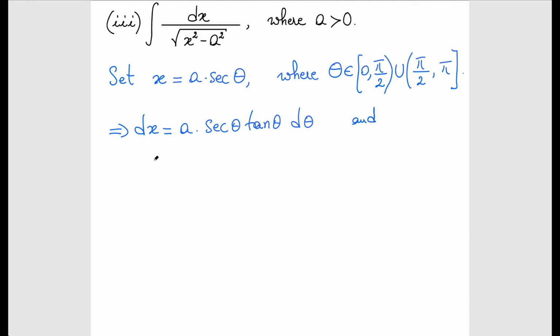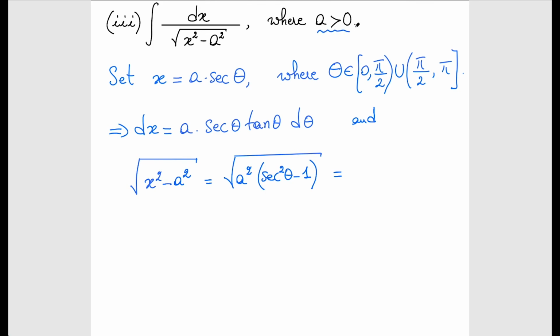How about the square root of x squared minus a squared? So the square root of x squared minus a squared becomes, so x is a secant theta, so x squared is going to be a squared secant squared theta, minus a squared. Let's factor out a squared. We get secant squared theta minus 1, right? So this is equal to the square root of a squared, times secant squared theta minus 1. What's the square root of a squared? A being positive, the square root of a squared is simply a. Secant squared minus 1 is tangent squared theta, same angle, and then we get the square root of tangent squared theta. And what's the square root of tangent squared theta? It's the absolute value of tangent theta, right?